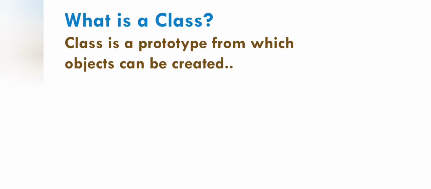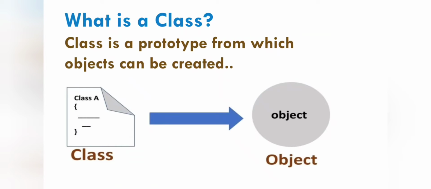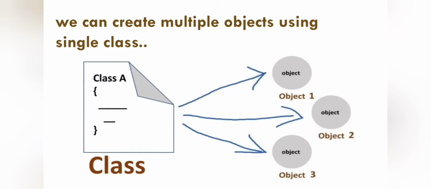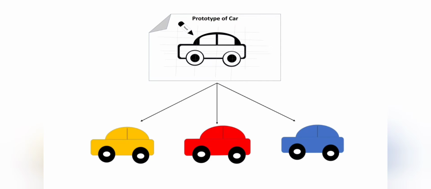So from a programming point of view, class is a prototype from which objects can be created. And class can also be defined as the collection of objects because we can create multiple objects using a single class. Same as by using a single prototype of a car, we can design multiple cars.